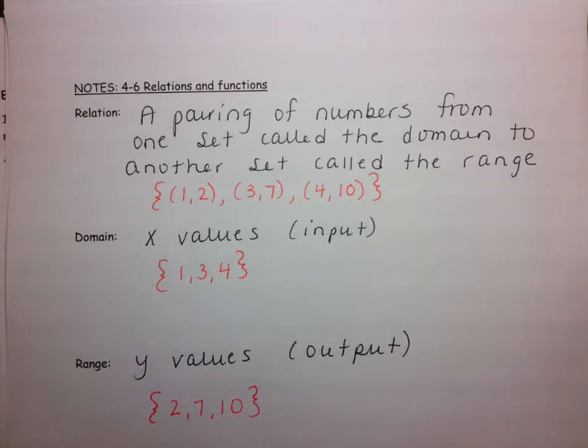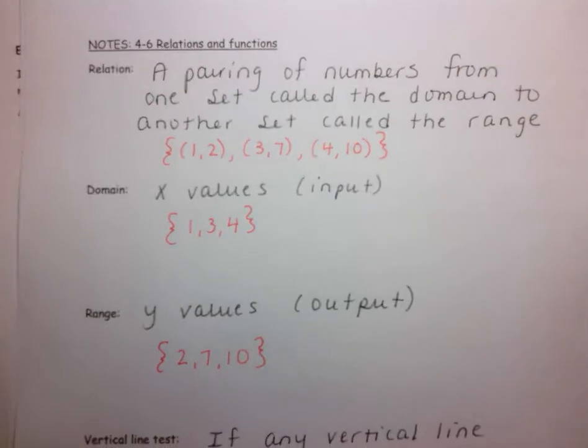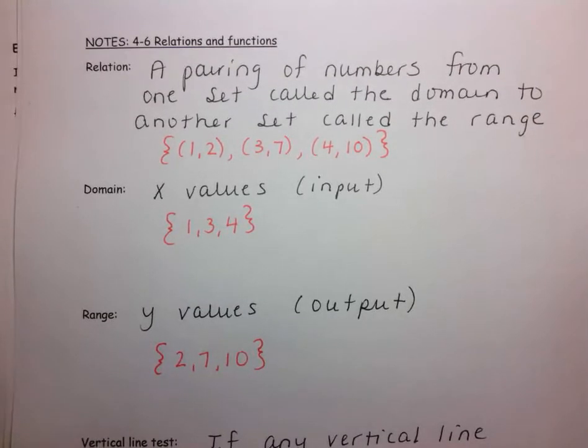What is a domain? A domain consists of all of the x values, and that is known as your input. And so in my example, the domain is going to be 1, 3, and 4. And the range is going to consist of your y values, and that is known as the output. And so in my example, the range is going to be 2, 7, and 10.